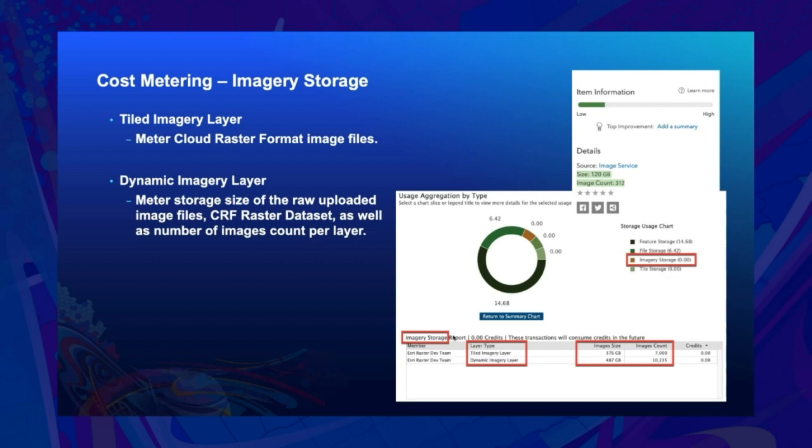And the organization admin can monitor the credit cost through the organization dashboard, and there will be a new imagery storage item that brings more details to the organization admin. And the user can also find the size information and count information from every imagery layer's item details page.